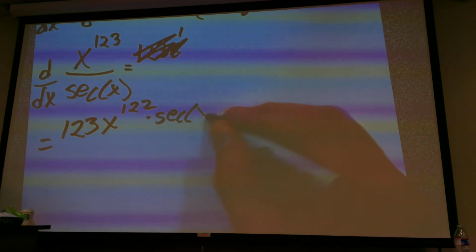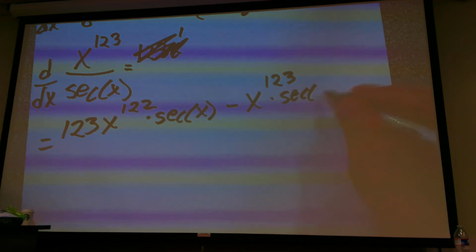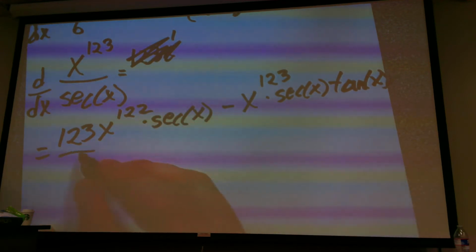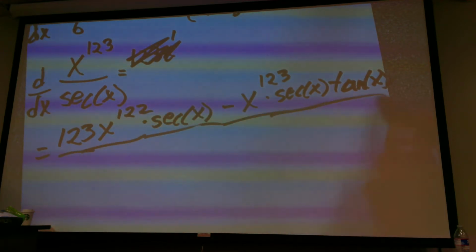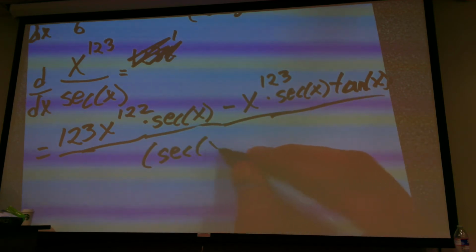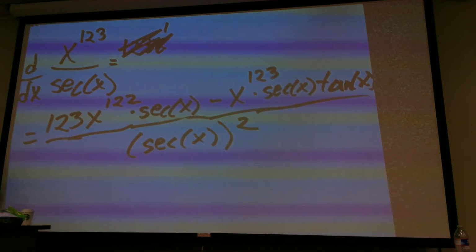So that's f prime g. Now minus f, and g prime, the derivative of secant, is secant x tangent x. Okay, and all of this is going to be divided by secant of x squared.